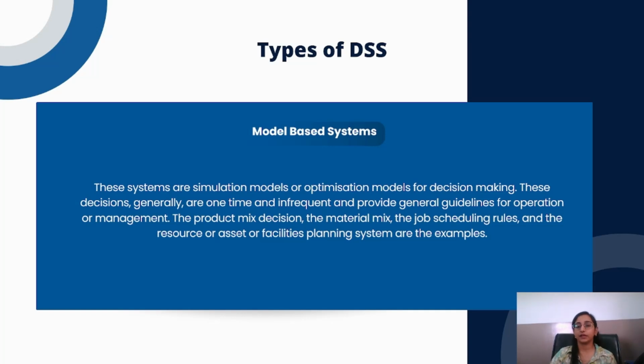Planning the use and allocation of resources, assets, or facilities to ensure optimal utilization and strategic management. All in all, model-based systems use simulation and optimization models to support decision making for one-time, infrequent, and strategic decisions. They provide general guidelines that help improve operations and management.